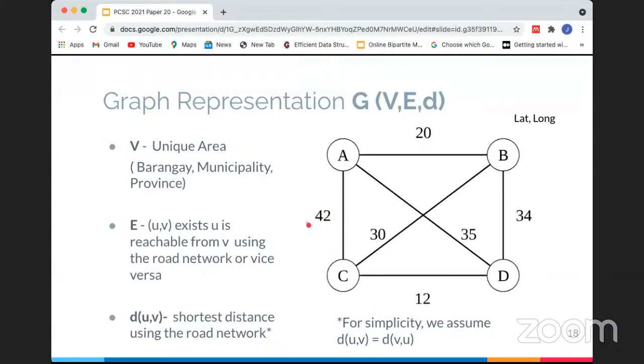And then the weight associated to the edge is the shortest distance using the road network. Initially, we thought of using the straight line distances from the map because that's easier. However, for a more realistic result, we used the actual road network to identify the edge weights that will be included here in the model of the graph. For simplicity purposes, we do not model the graph using a directed graph, but an undirected graph, meaning the path from U to V is similar to V to U. So I guess that's one of the assumptions that we had before moving on.